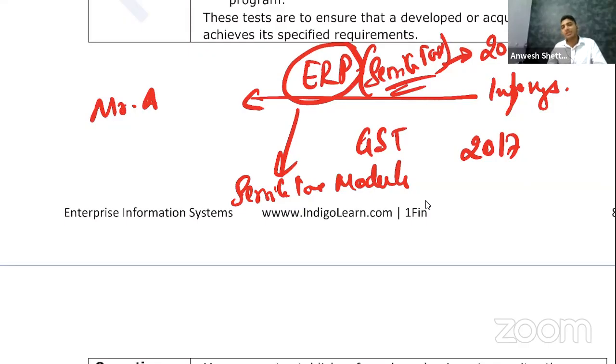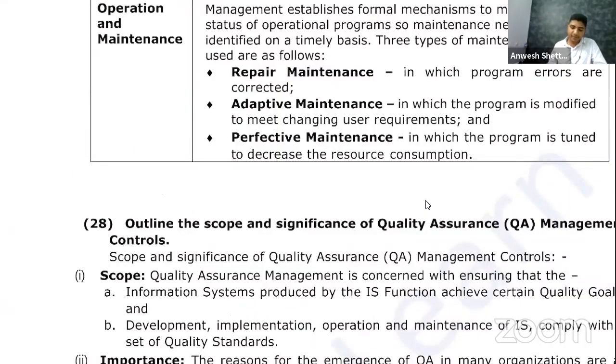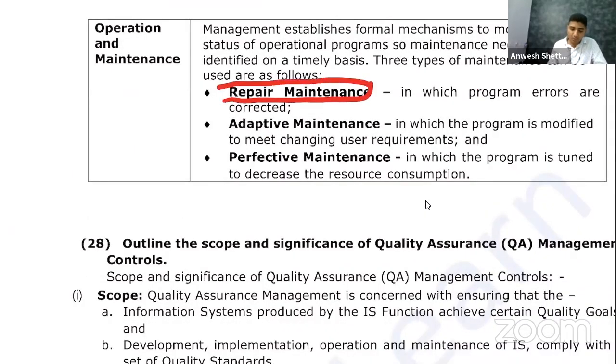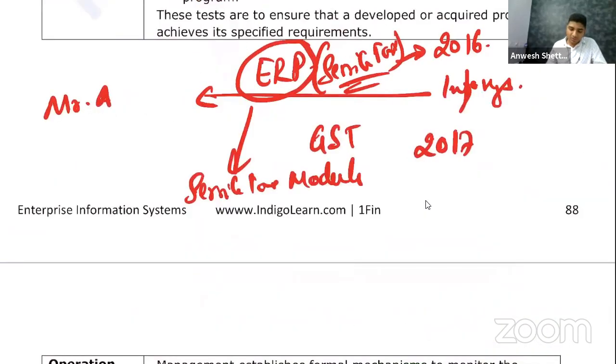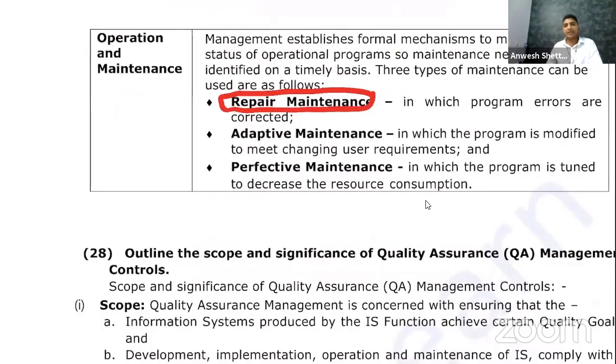So this activity, we call it as maintenance. Now, there are different types of maintenance. One is repair maintenance. What is repair maintenance? That is, in 2016 only, there are some bugs in this software, some small errors in this software. So Infosys is fixing that bug and giving one patch or releasing one update. So this is called as repair maintenance.